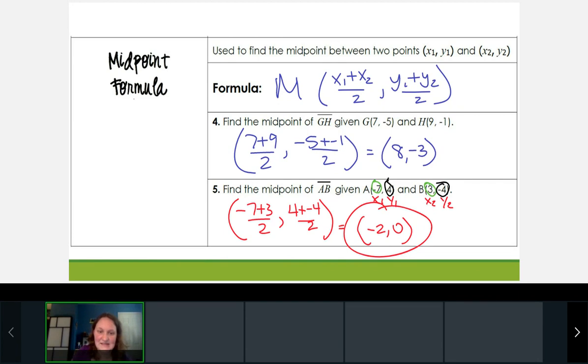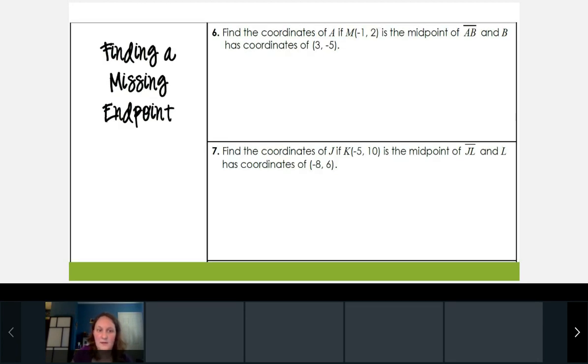All right, so that is midpoint. Now let's find a missing endpoint.